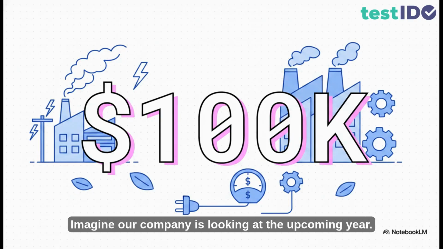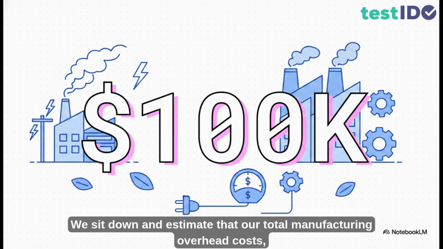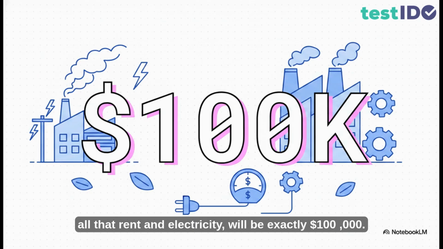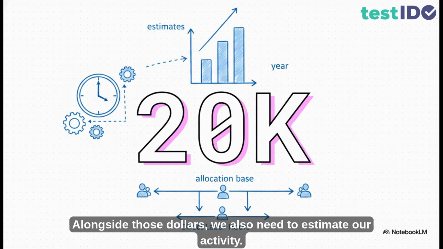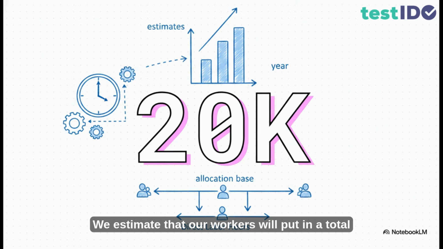Imagine our company is looking at the upcoming year. We sit down and estimate that our total manufacturing overhead costs, all that rent and electricity, will be exactly $100,000. Alongside those dollars, we also need to estimate our activity. We estimate that our workers will put in a total of 20,000 direct labor hours over the entire year. This is our estimated allocation base.